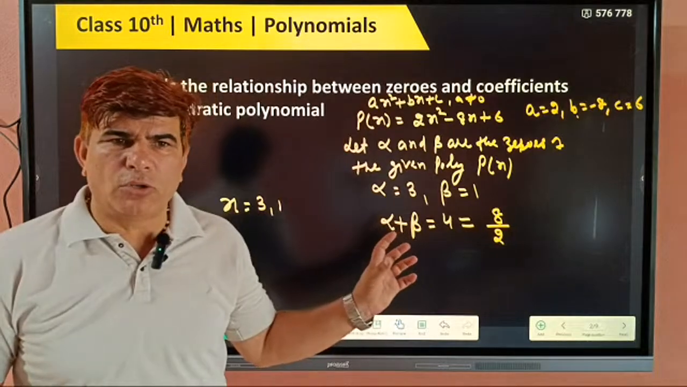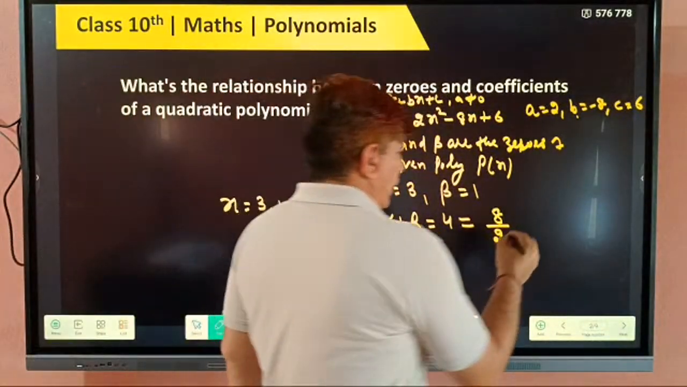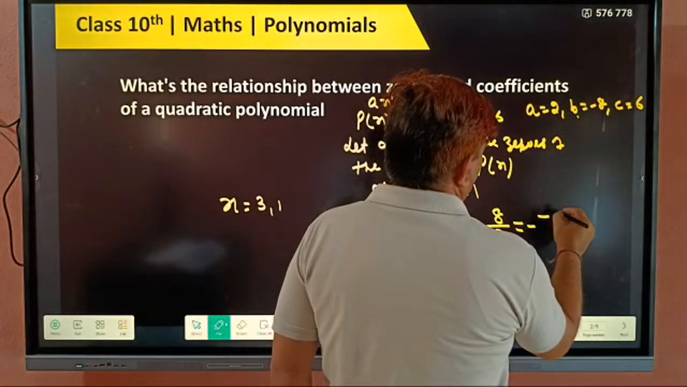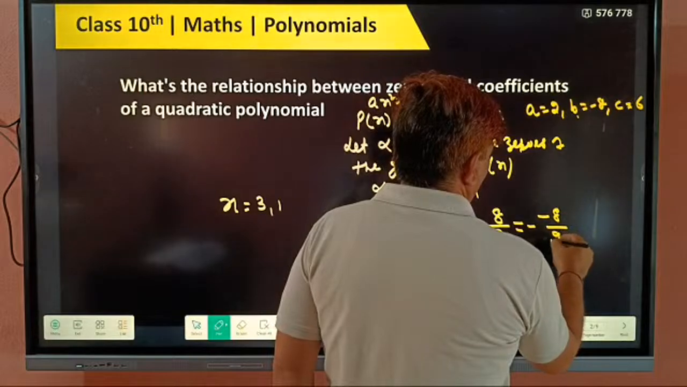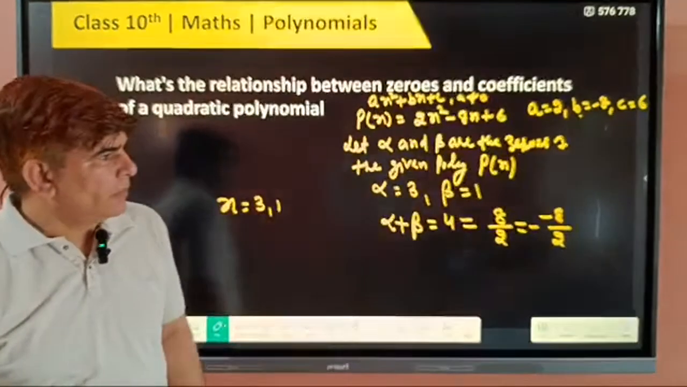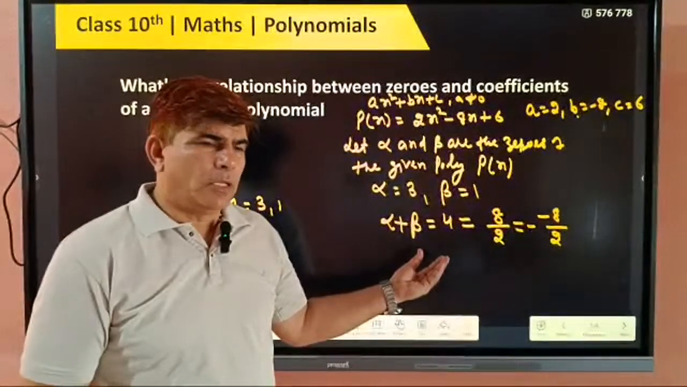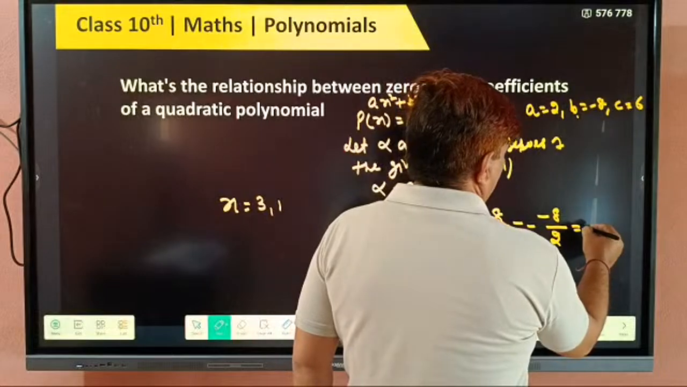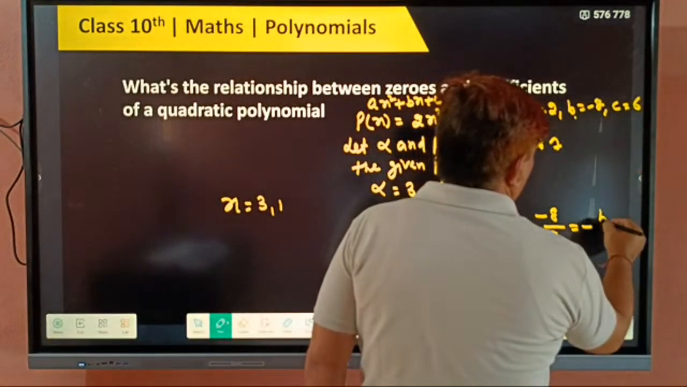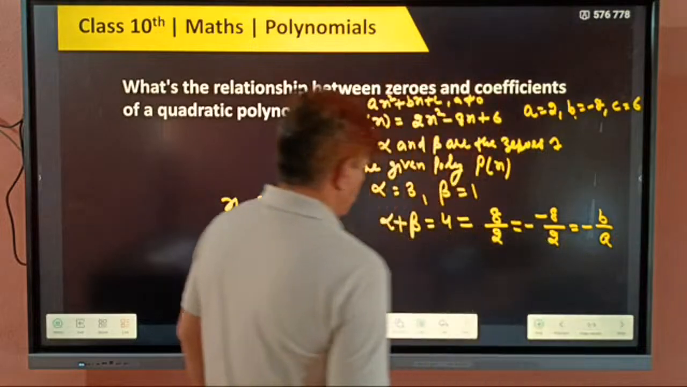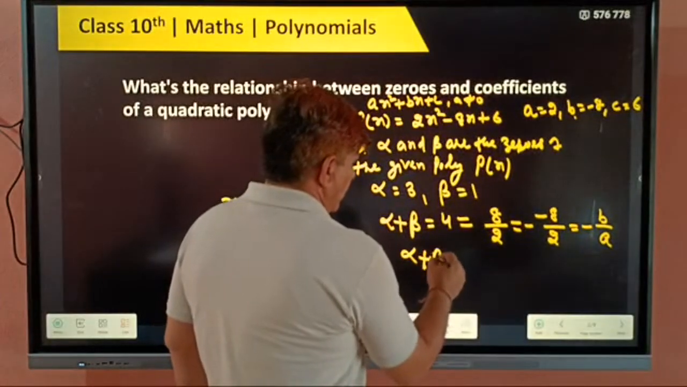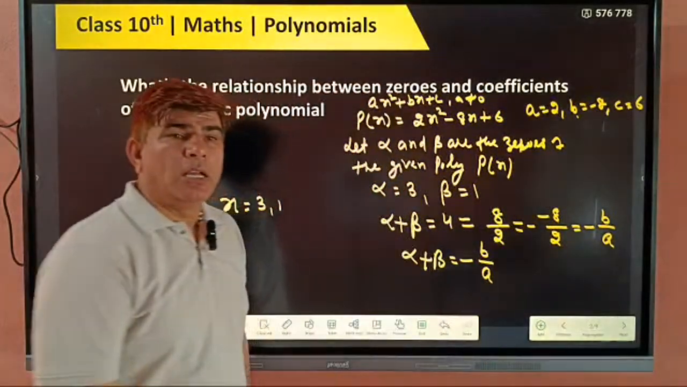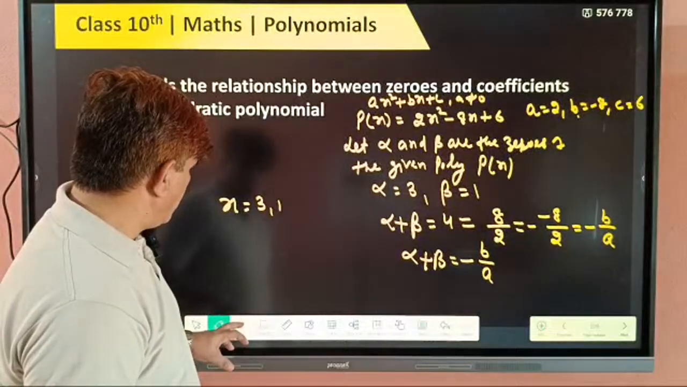This also remains the same or not? It remains the same. So now I can write it like this, minus 8 by 2. In this way I can write. The result remains the same. So what is this? This is minus, and what's minus 8? B. And what's this? A. So the sum of the zeros of a quadratic polynomial is equal to minus B by A. This is the first relation.